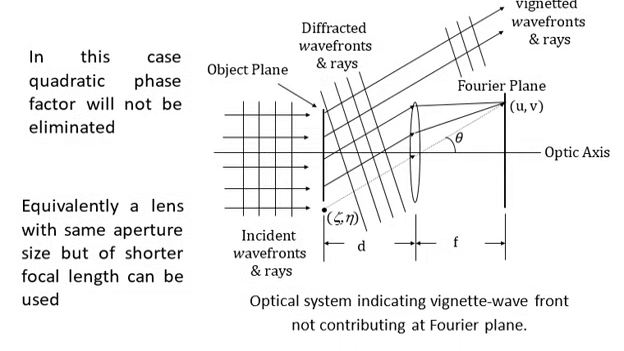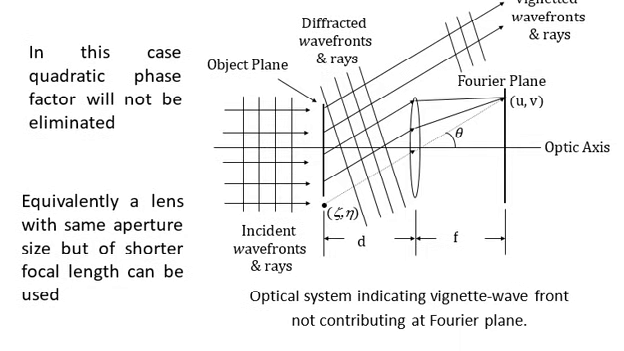And here we have labeled the distance d, that is the object is placed in front of the lens by the distance d, and the Fourier plane is located behind the lens at its back focal plane, or at a plane which is at a distance f behind the lens. The rest of the things are very clearly mentioned. So this is the optical system indicating the vignetting wave front not contributing at the Fourier plane.